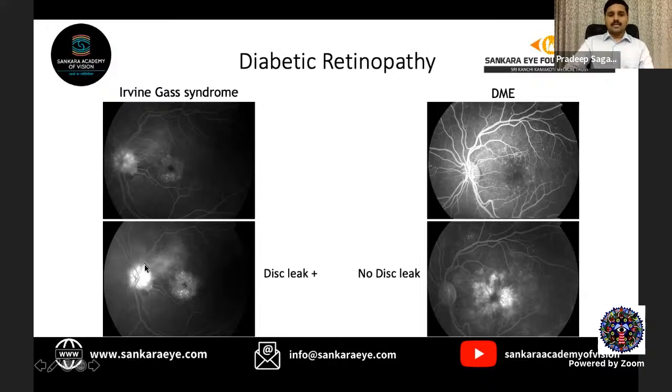Here we can see that there is presence of disc leak in the late phase and petalloid appearance suggestive of cystoid macular edema, whereas here we can see that the disc is not leaking and there is petalloid appearance. So in this scenario, whenever there is a disc leak, it indicates that there is ongoing inflammation in the eye. So if we see a disc leak in such a scenario, it is probably due to Irvine-Gass syndrome. And if we don't see a disc leak, it is primarily due to diabetic macular edema.